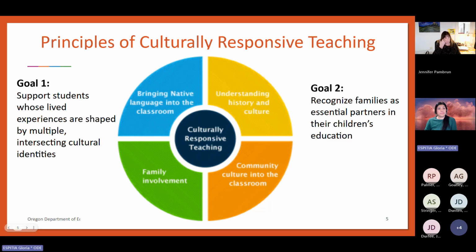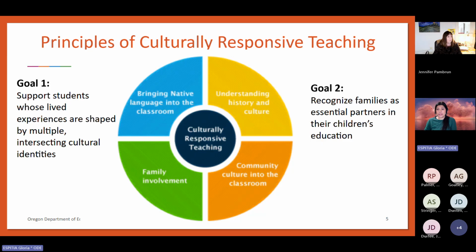So before we move into the strategies, just a really quick refresher on our goals for today and the pillars of culturally responsive teaching. Our goals are to support students whose lived experiences are shaped by multiple and intersecting identities, and to recognize family as essential partners in their children's education. To achieve these goals, we will pull from the principles of culturally responsive teaching.